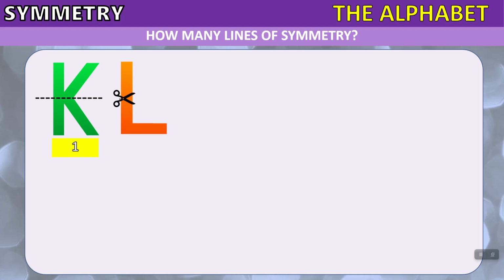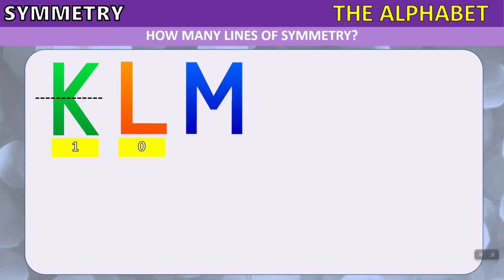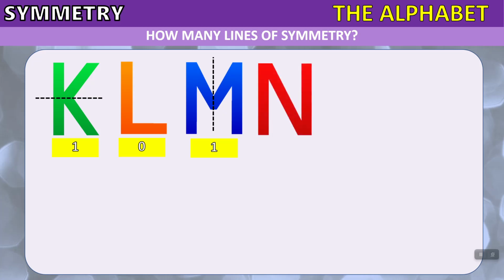L, if we tried this way, that doesn't look like that will work. This way does not work either, and so L has 0 lines of symmetry. M, you can probably see that it looks like two people holding hands almost, and so if you went in this direction and you cut it in half, that would be the only line of symmetry that exists in M. So it has 1. How about N? If we went this way, it doesn't look like it would be 2 equal parts, and even this way, it doesn't look like 2 equal parts, so N has 0 lines of symmetry.